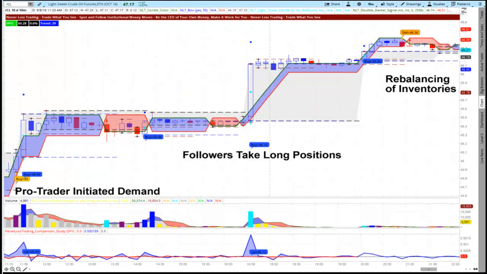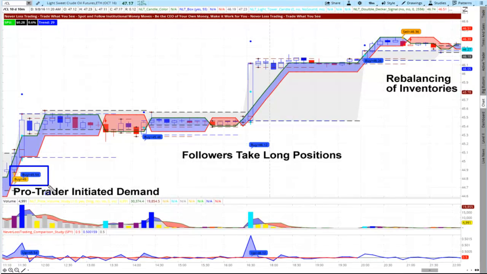What you see here is a 10-minute chart for crude oil. And again, you have the pro trader initiated first phase of demand, followed through here by the followers getting into it, and at a certain point in time indicated by our signals, a rebalancing of inventory. So you see we have consecutive, repetitive patterns and signals on hand that help you to make meaningful trade decisions along the lines where institutional investors accumulate or dispose of an asset.